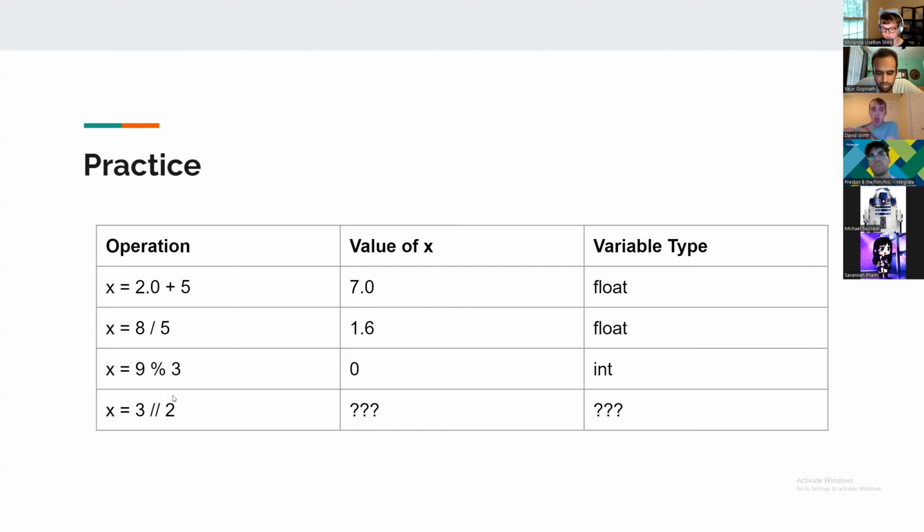So this is integer division, which means that this would be 1.5 if it was 3 divided by 2, but this is 2 slashes, which is integer division, which means it just whacks off whatever comes after the decimal point. So it's 1, and it'll be an integer. Yeah, so those are just some different examples of operations.